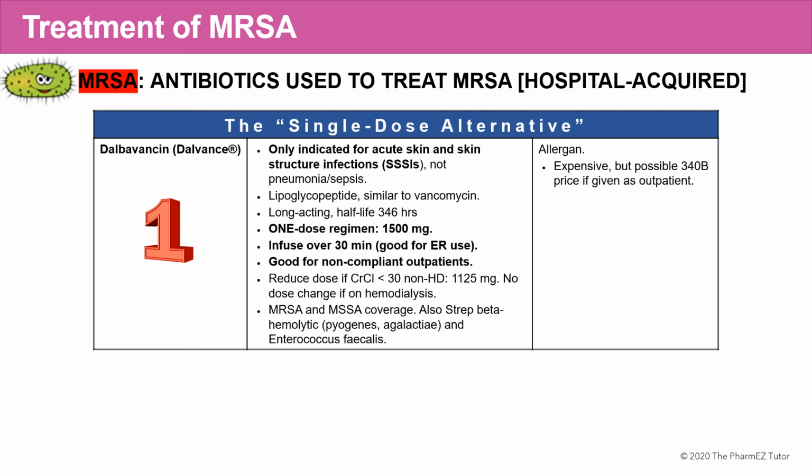Now, the antibiotic is a lipoglycopeptide that's similar to vancomycin. It's long-acting and it has an extremely long half-life of 346 hours. We do need to reduce the dose if the patient has a creatinine clearance of less than 30. The drug is expensive, but you can take advantage possibly of the 340B pricing if the antibiotic is given as an outpatient.